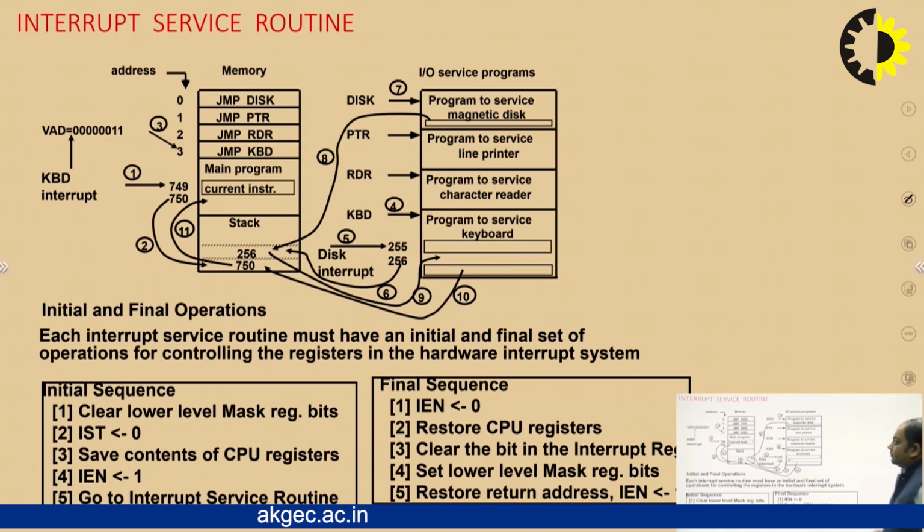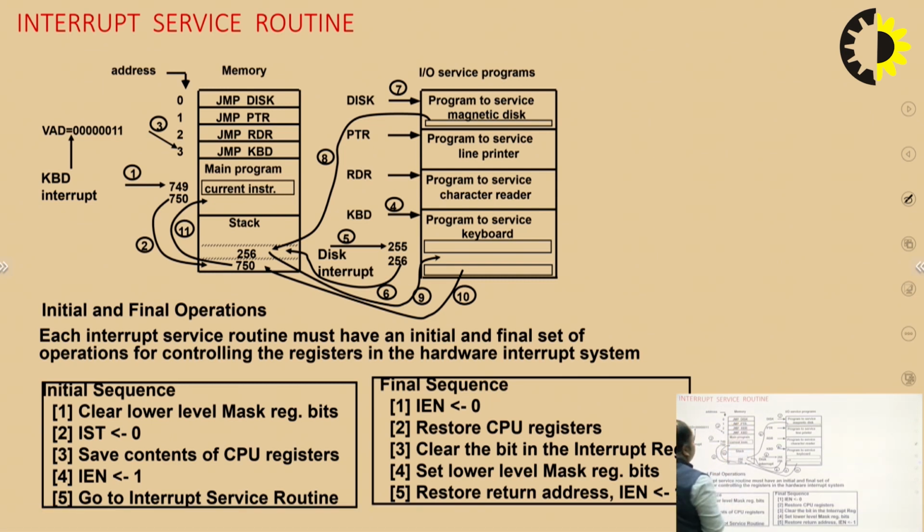Now I will show an example. There is an address 0123. There is an interrupt raised by the keyboard. So what is the memory doing? Jump to the disk, jump to the printer, jump to the character reader, or jump to the keyboard. Jump to means which instruction or which device we have to follow, by priority.